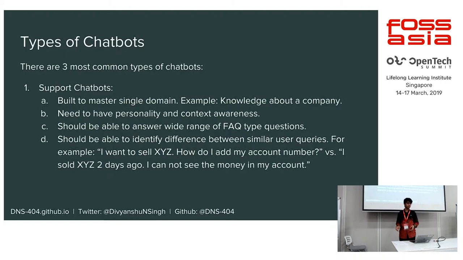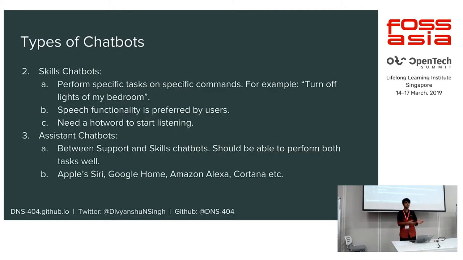Assistant chatbot. These come somewhere in the middle between the skill chatbot and the support chatbot. They provide both types of things. So Apple Siri, Google Home, Amazon Alexa, Cortana, all of these are assistant chatbots. Okay, so these were the three kinds of chatbots.